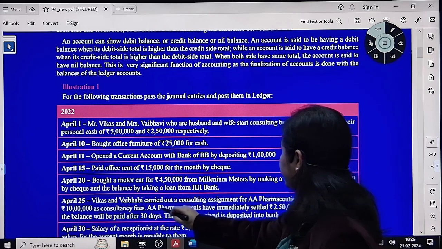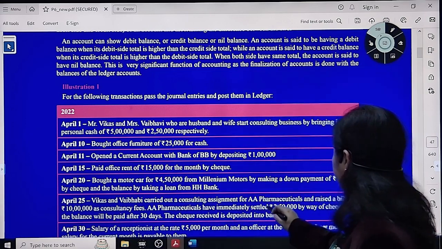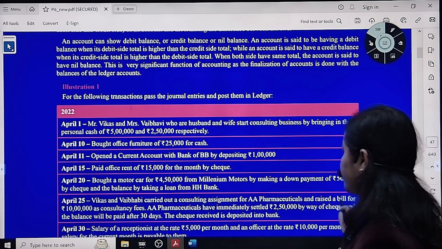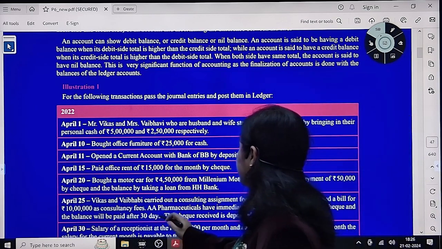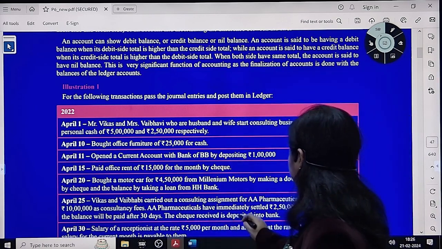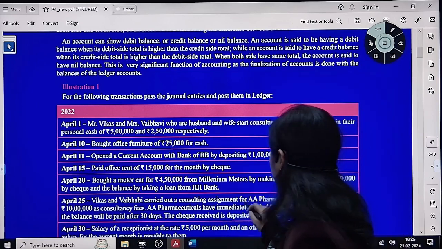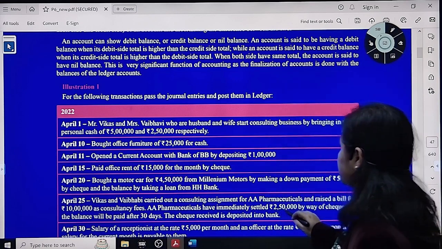Here again it mentions AA Pharmaceuticals have immediately settled 2,50,000 by way of check, and the balance will be paid after 30 days. The check received is deposited into bank. So immediately how much money is paid?